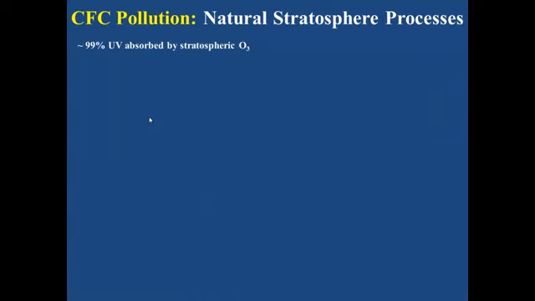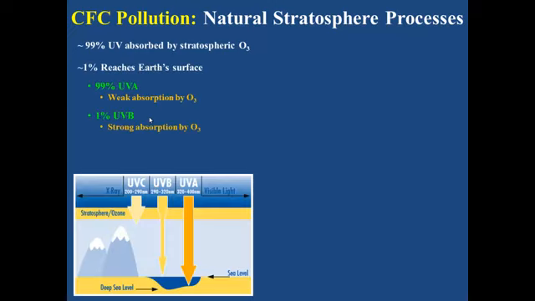Okay, so in terms of human health and what gets absorbed, we see that about 99% of ultraviolet light gets absorbed by stratospheric ozone and molecular oxygen. That means that 1% under natural conditions actually reaches Earth's surface. So let's take a look at that 1%. 99% of that happens to be UVA, and 1% happens to be UVB.